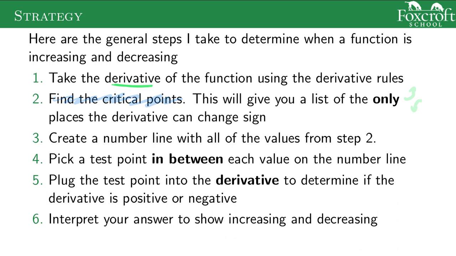All right, we're going to create a number line. The number line is going to help us keep track of all those places we can switch. In the number line, we pick a test point in each of those regions, and we plug that test point into the derivative. We're making these number lines a lot, and you've got to figure out where you're actually plugging in your test point. In this case, we're plugging into the derivative because we want to know if that is positive or negative. And then at the end, we interpret our answer based on our number line.